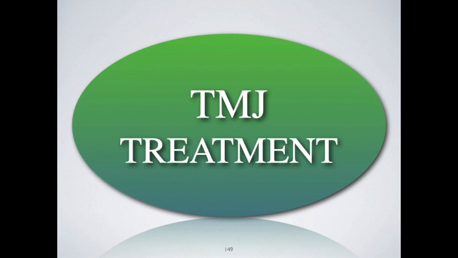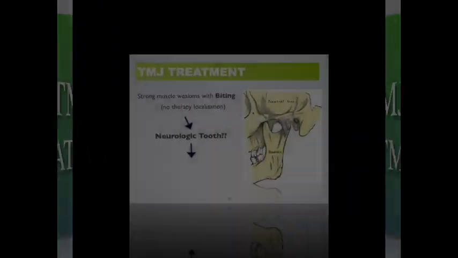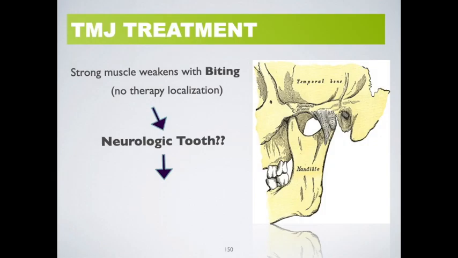We've been laying the groundwork, looking at the anatomy and the biomechanics of the jaw and surrounding area. Next, we're going to start evaluating TMJ. The first thing we do is we find a strong indicator muscle, and we test by having the patient bite down.